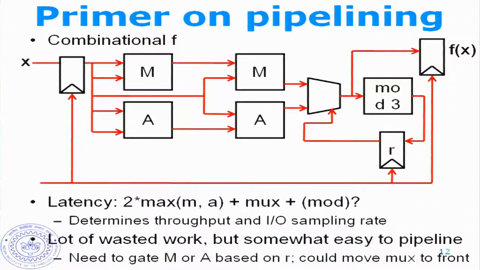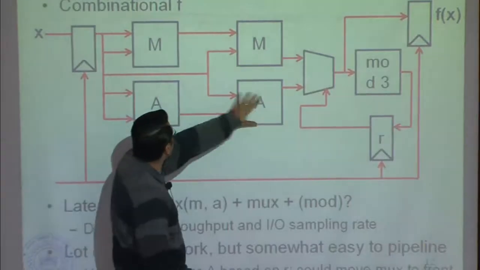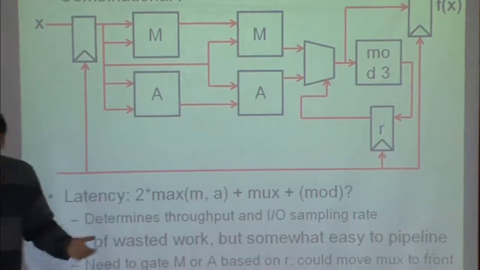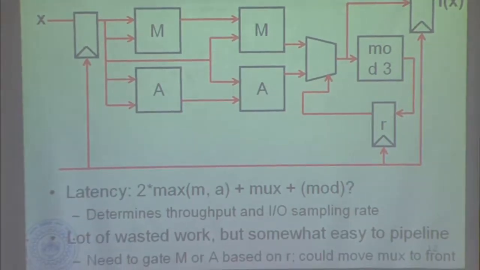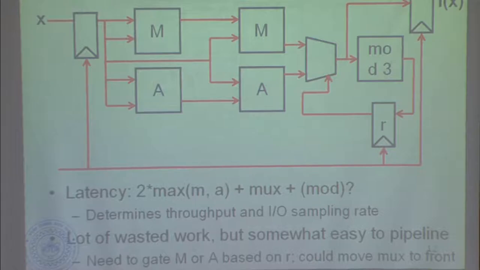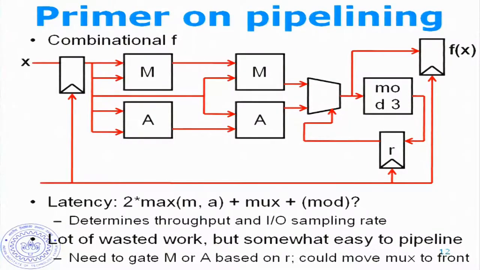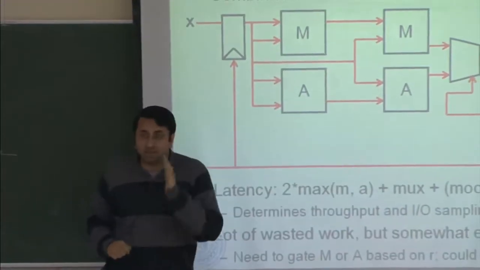As you can see here, there is a lot of wasted work because I'll be either taking this one or taking this one, but I'm computing both. I've done it this way because it's somewhat easy to pipeline. Otherwise, you could gate A mod A based on the value of R, disable whichever path you want to disable, and move the multiplexer to the front and actually select which path to take. But that becomes very, very difficult to pipeline.